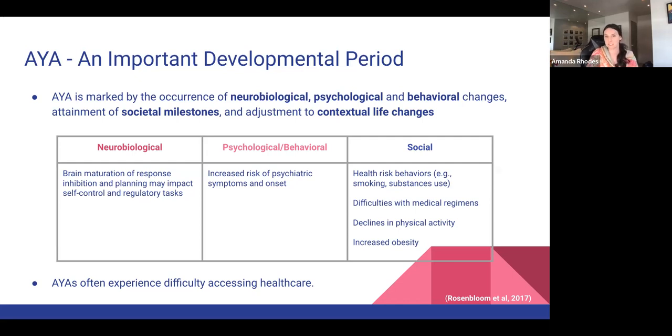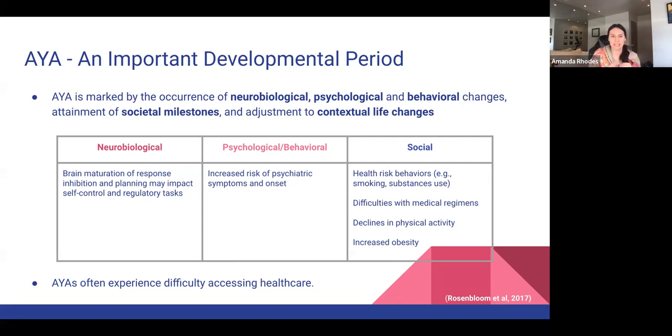There are some difficulties with our AYA with medical regimens. I do a lot of adherence-based research, and what we found is that children, because their parents, like the young peds, because their parents are very much involved, they do a little bit better with adherence. Then they get to teenage years, there's less parental oversight, and our teenagers and young adults really are not great with adherence. So that is contributing a little bit. We also see in that young adult population some decline in physical activity, increased obesity.